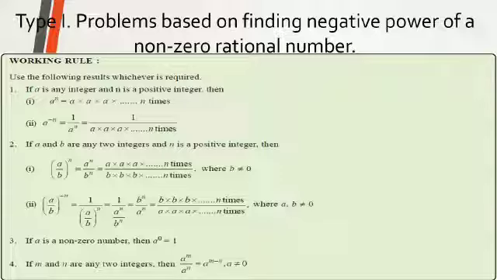Third is, if a is a non-zero number, then a to the power 0 is equal to 1. We have seen why a to the power 0 should be 1 in the previous slide. Next is, if m and n are any two integers, then a to the power m by a to the power n equals a to the power m minus n, where a is not equal to 0. You have already seen this in the previous slides.